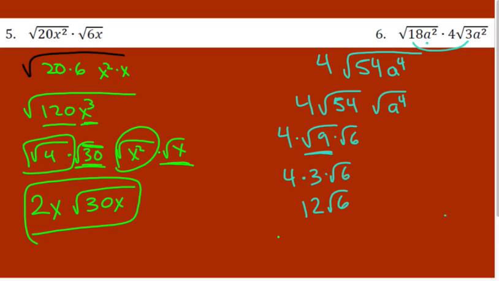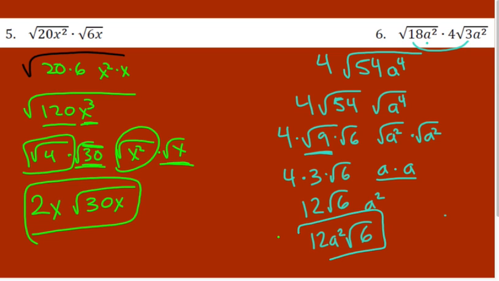Square root of a to the 4th. Well, just to show you that I can do it this way, square root of a squared is a, square root of a squared is a. A times a is going to be a squared. So my final answer is going to be 12a squared square root of 6, because a squared is going to be outside of the radical.